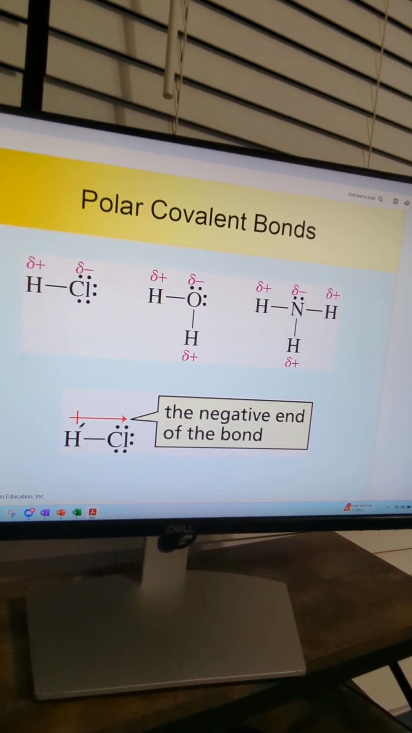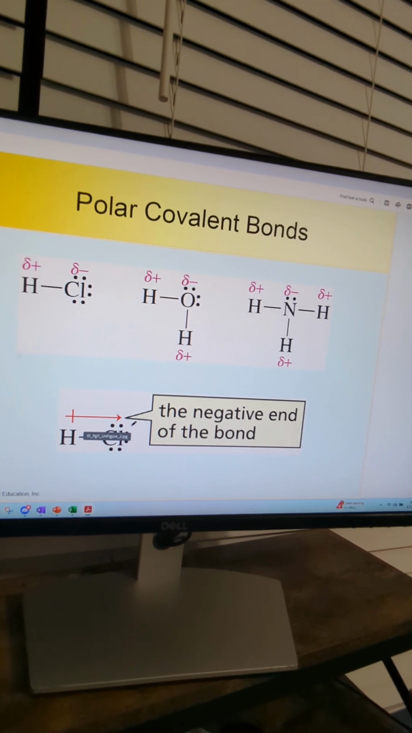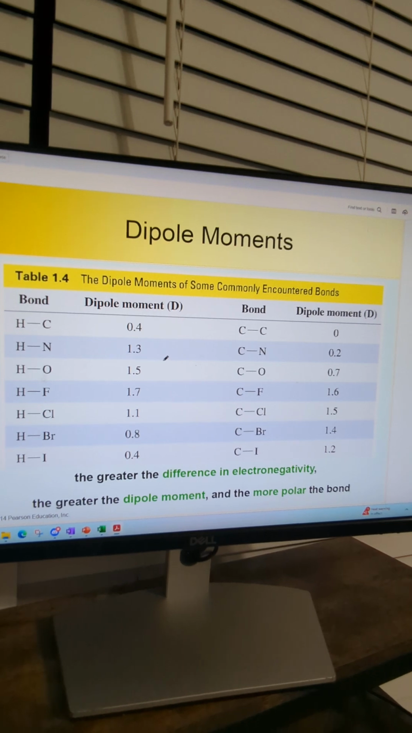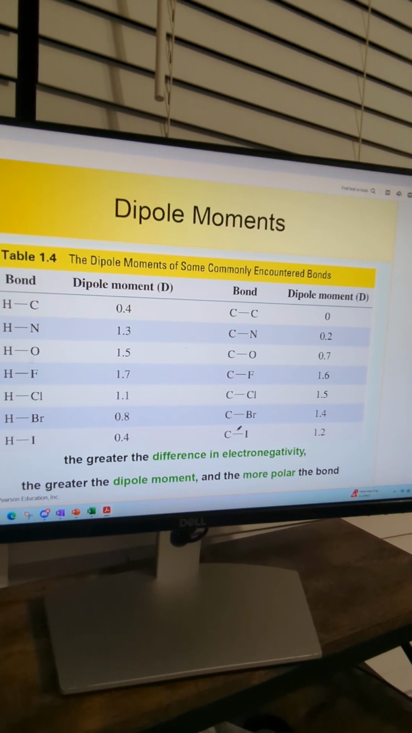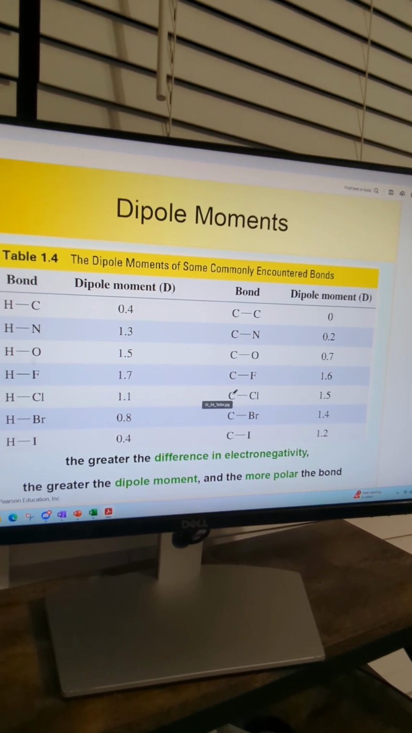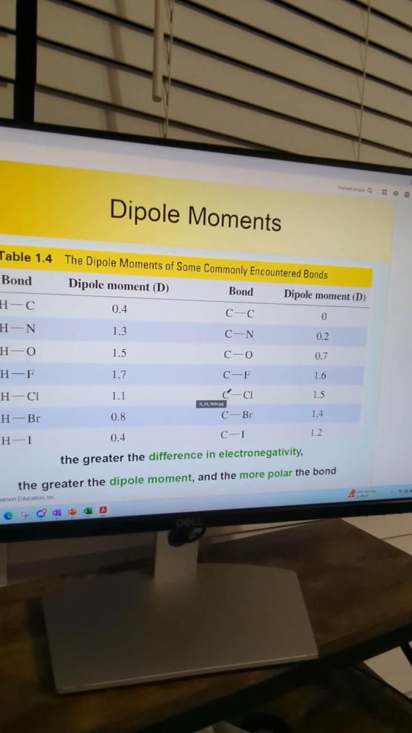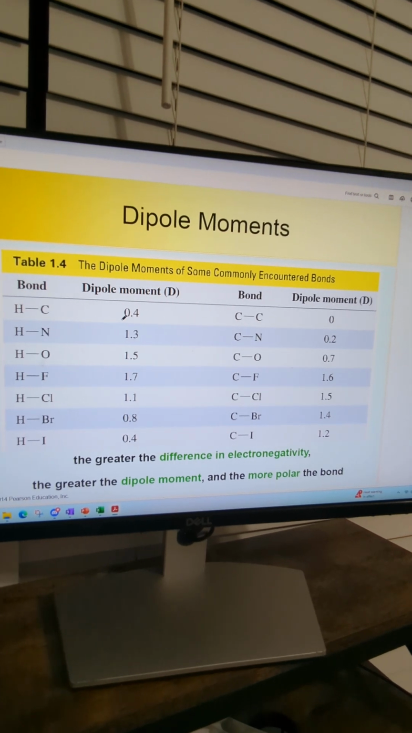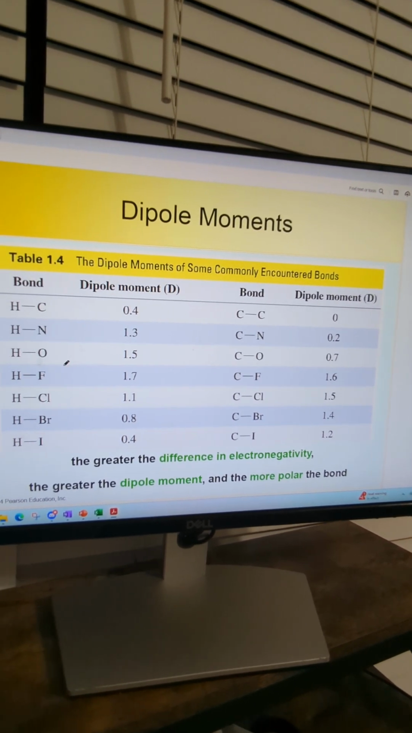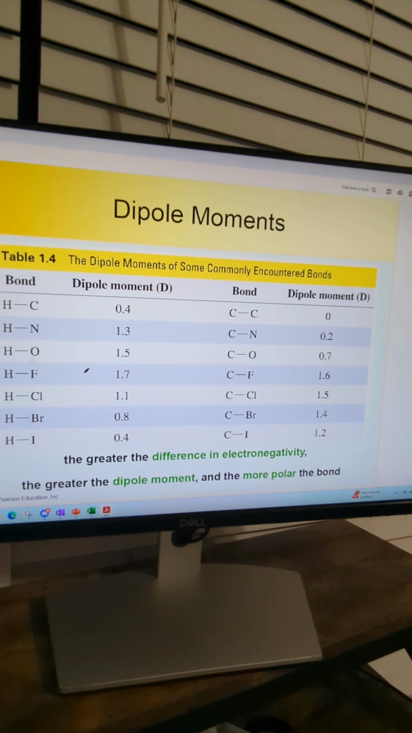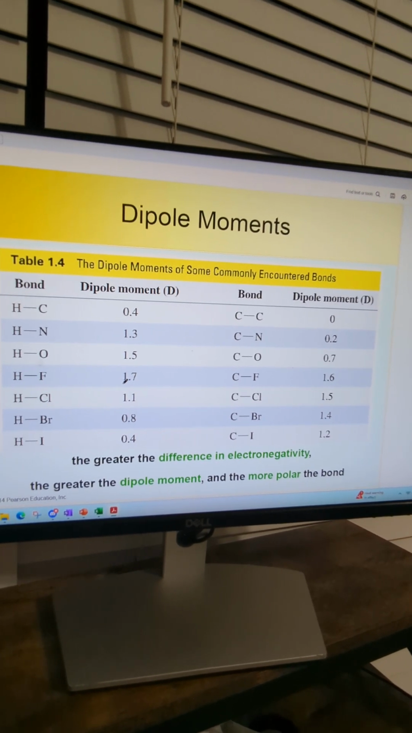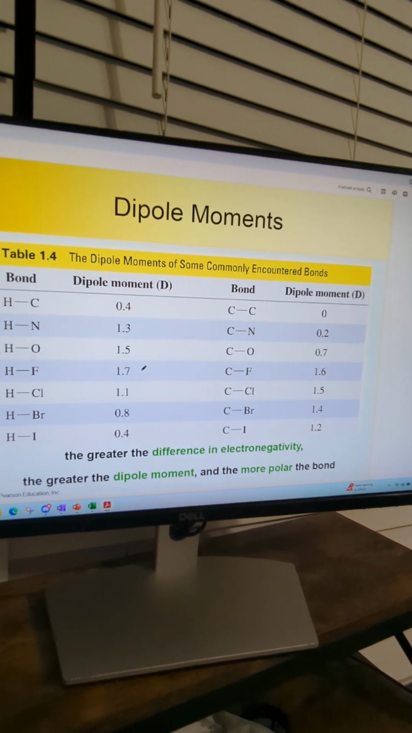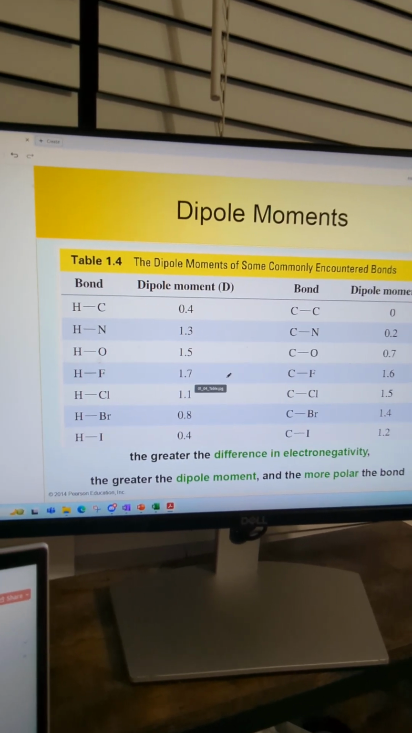The dipole moment is pulled towards the negative end of the bond, which is the partially negative end. So if you look here, the greater the difference in electronegativity, the greater the dipole moment, and the more polar the bond. If you see hydrogen and carbon, they're very close, so the dipole moment is only 0.4. Consider hydrogen and fluorine. They are in the two corners, so the dipole moment is 1.7. That is the reason, as fluorine is more electronegative, the dipole moment is pretty high.